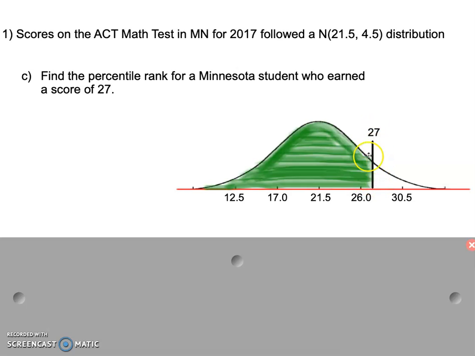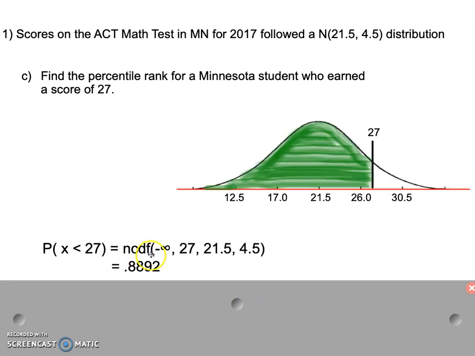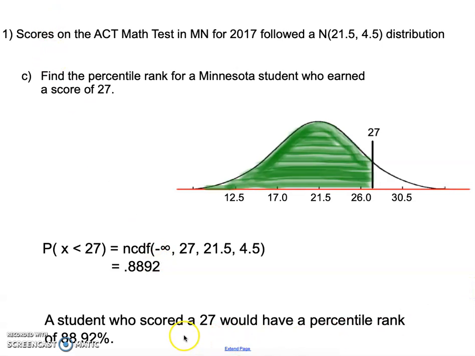So here's the boundary of 27. You will have beaten all those people to the left. I want to find that area. Normal CDF. This time, the graph goes forever to the left. Negative infinity. On my calculator, negative 99999, a very large number, up to 27. So negative infinity up to 27. Mean, standard deviation, there is our percent, our proportion. So final answer, a student who scored a 27 would have a percentile rank of 88.92%.